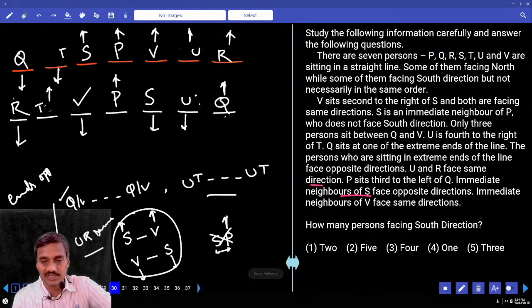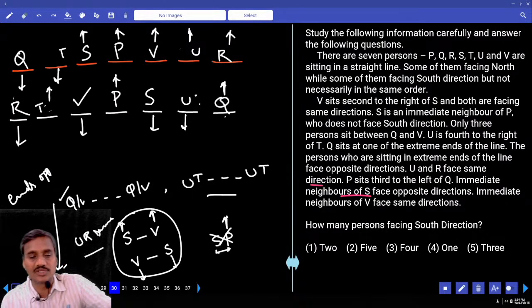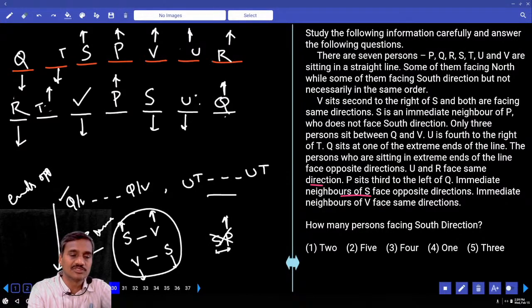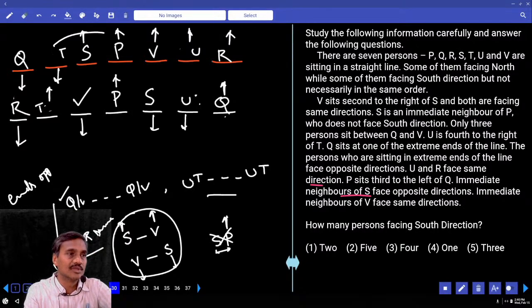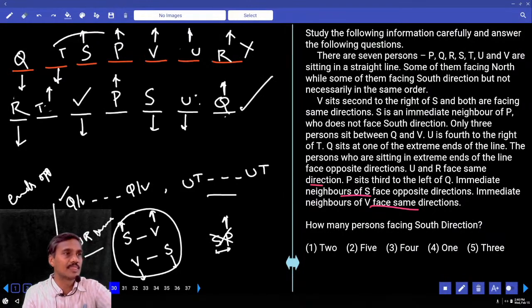Then if T is here, check the directions. With only 3 persons between, U is 4th to the right of T. But here, U is 4th to the left of T. Now in the first case, we got U is 4th to the left, but according to the statement we need U to be 4th to the right. Hence the first is invalid, the second is valid. If they had given left, the other case would be your answer.